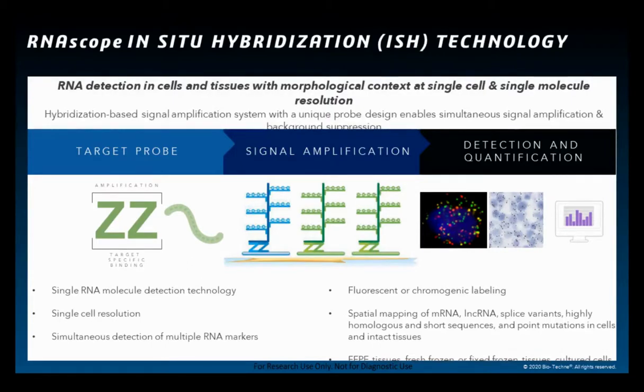The assay allows for the spatial mapping of mRNAs, long non-coding RNAs, splice variants, highly homologous sequences, point mutations, all the way to small RNAs, such as microRNAs and siRNAs, in cells and intact tissues, all of which can be visualized with either fluorescence or chromogenic labels. In addition, the assay can be performed on a wide variety of sample types, including FFPE tissues, fresh frozen or fixed frozen tissues, and cultured cells.